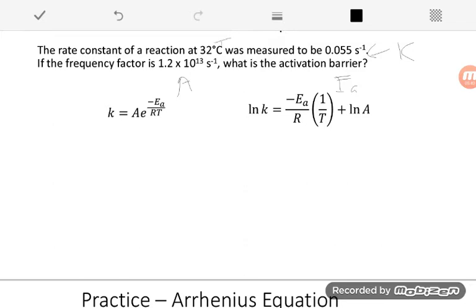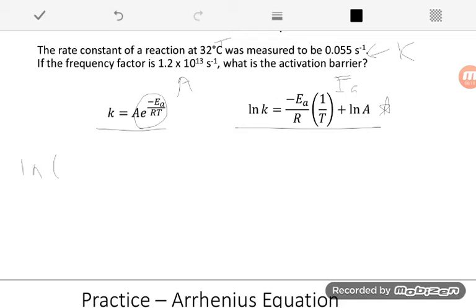So we can see that we're given a temperature, a rate constant, a frequency factor, and we need to solve for the activation barrier. Now, these equations are totally equivalent, so I'm just going to use the one that's more convenient. In this case, because I want to solve for Ea and it's part of an exponent over here, I think it's going to be more convenient to use this one. I could have used the other one, but this one I think is going to be more convenient. So all I need to do is plug my information in here.